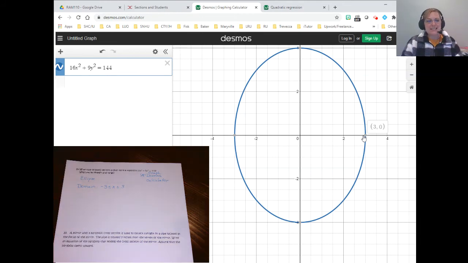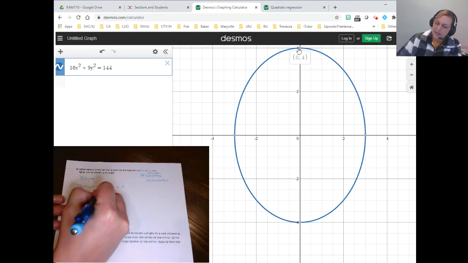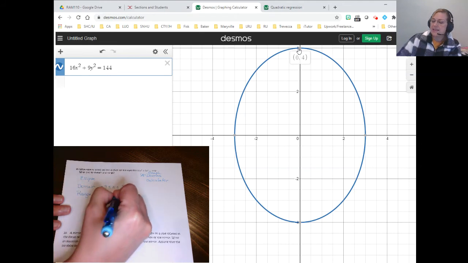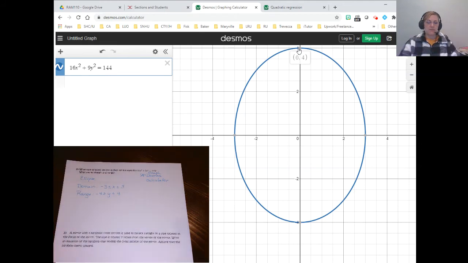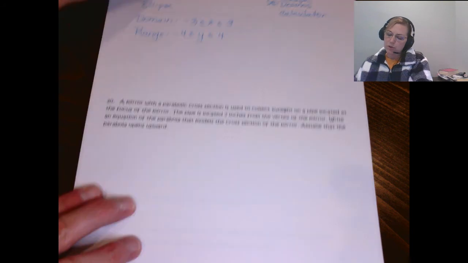I'm going to do the exact same thing for the range. Go down to the bottom and hover there. It's at -4. Go up to the top and hover there, it is at 4. So I'm going to write my range that it starts at -4 and it ends at 4. Now, friends, as long as I can use my Desmos calculator, I just need to focus on doing the analyzing part, which I think you can do with a little bit of practice with it. All right, switching back to my document camera so that we can continue with number 20.